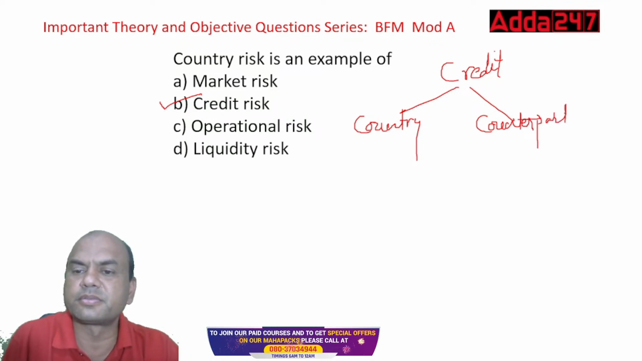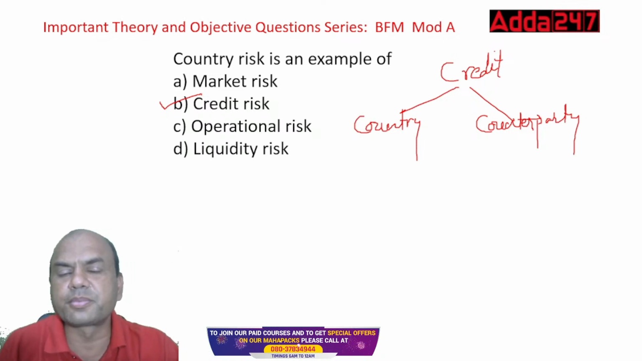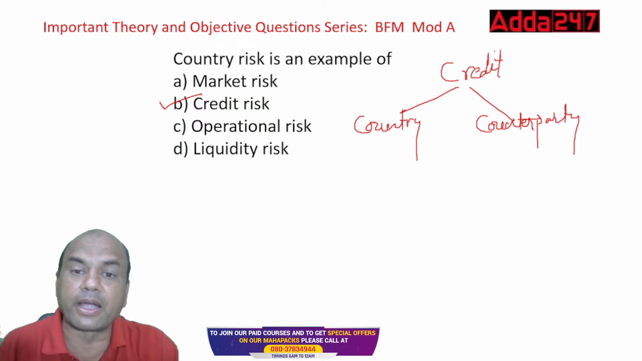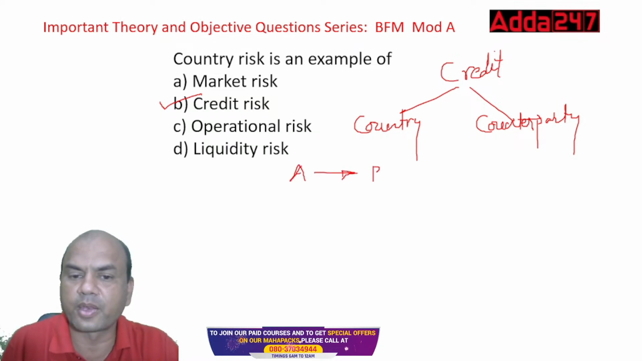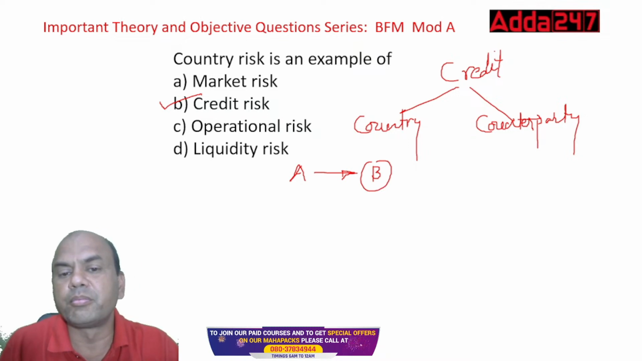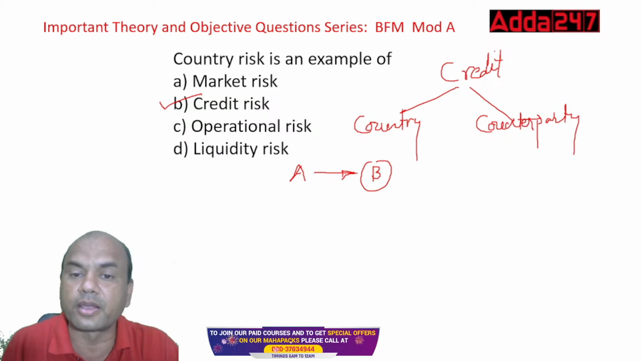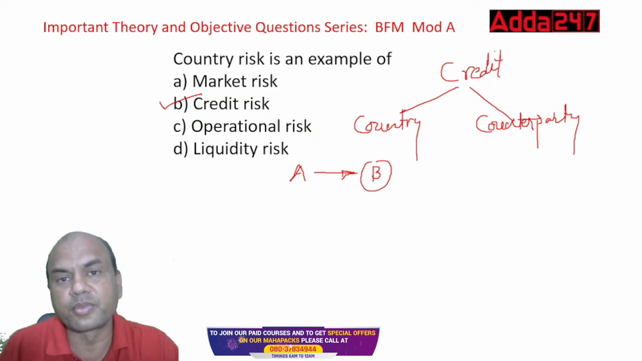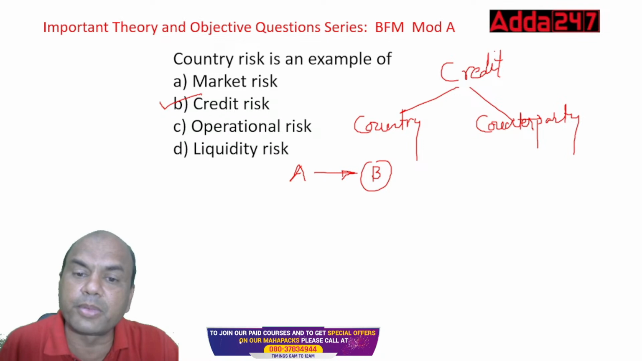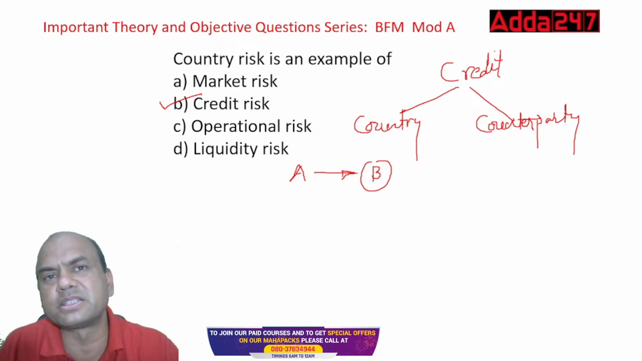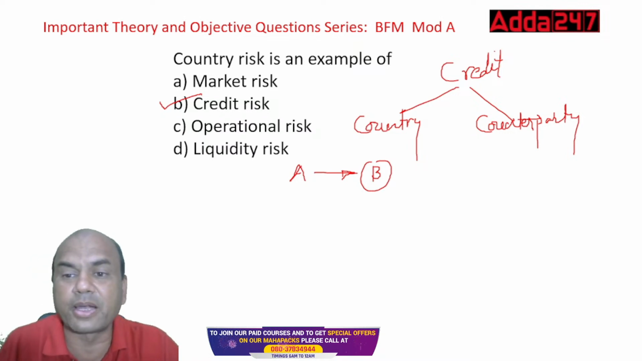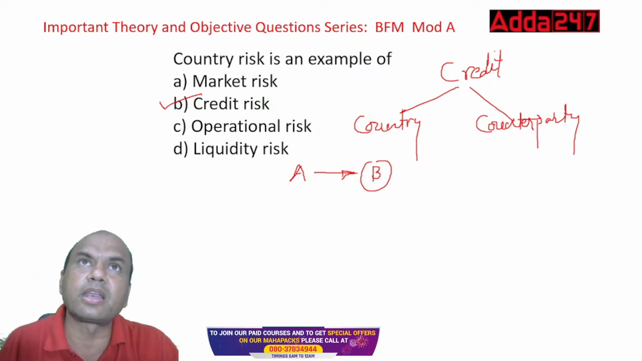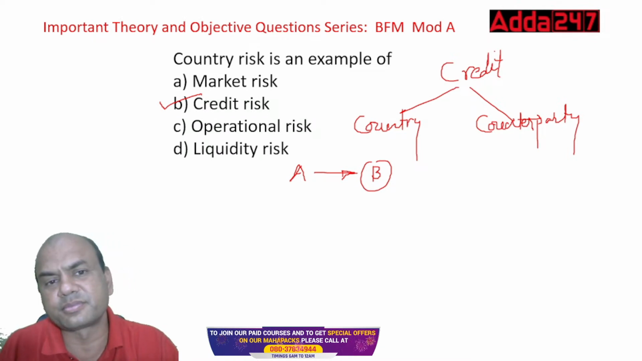What do you mean by this? Country risk means your party is good, A is selling the goods to B. B is good, but the country in which B is living is bad. Afghanistan, North Korea. The second part is counterparty: your B is bad, but the country is good. Somebody staying in USA, somebody staying in Europe. Countries are good, but the party is bad. So that is counterparty. So country risk is an example of what? Credit risk, isn't it?